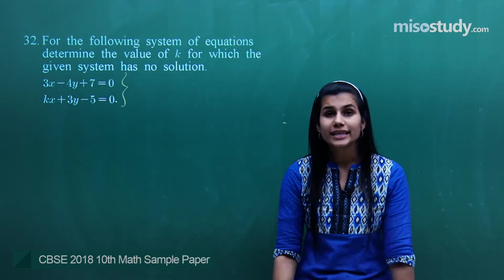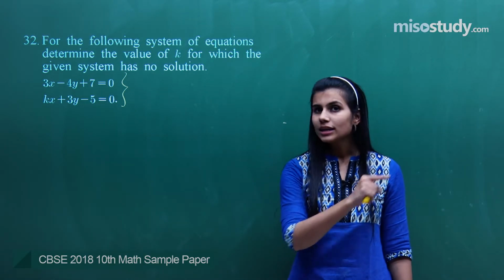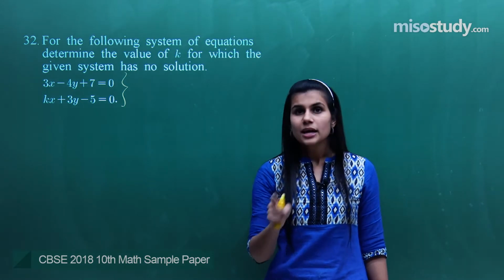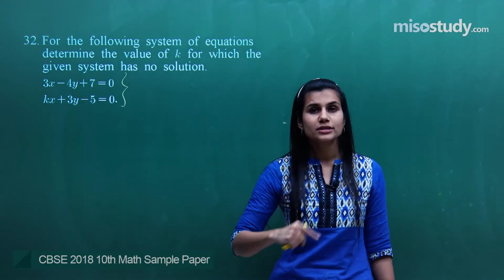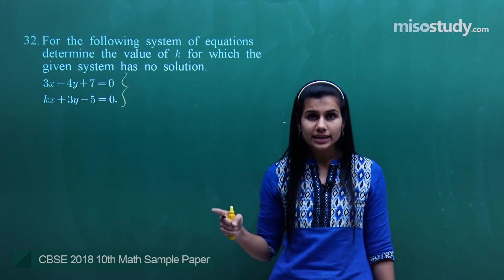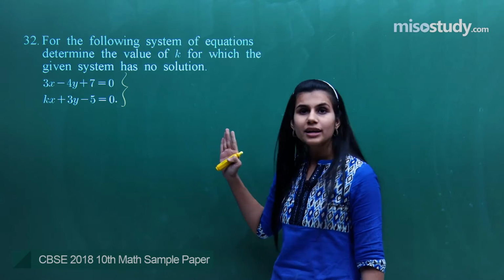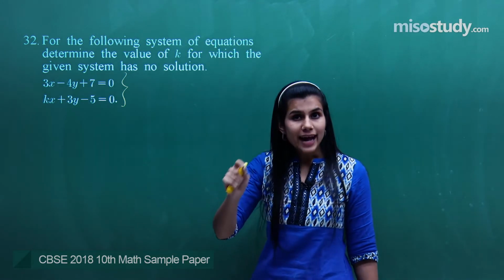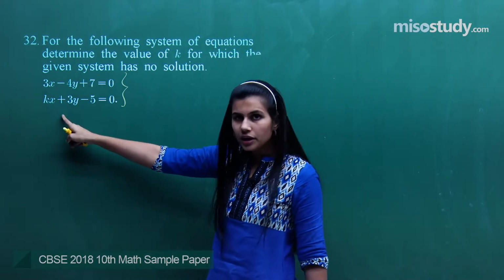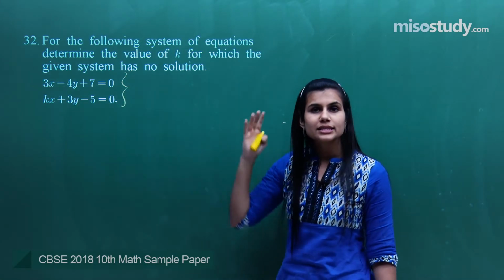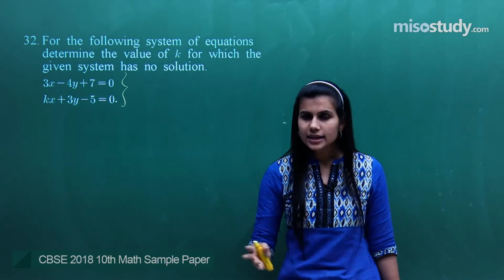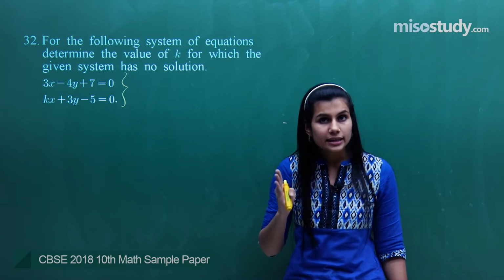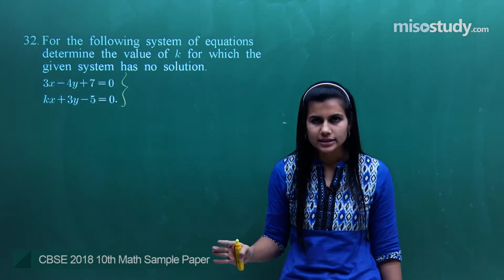They are not coincident lines. They are not lying one upon the other, which is also one form of parallel lines, but they are not lying one upon the other because that would have landed up giving you infinitely many solutions. Over here, I want to prove that when I incorporate that value of k, the system of equations comes out to be inconsistent. It has no solution, which means these two lines are parallel lines and not coincident lines.